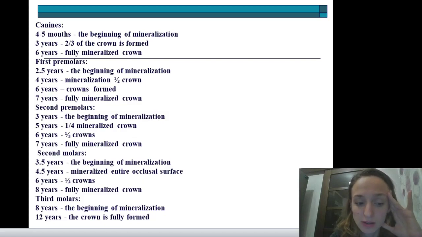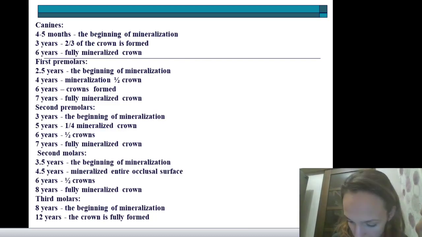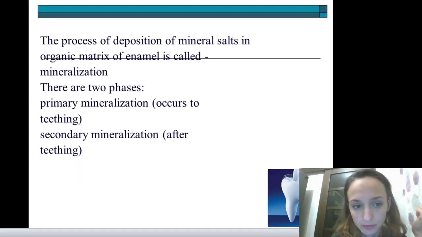Second molar: at 3 and 1/2 years the beginning of mineralization, at 4 and 1/2 years the entire occlusal surface is mineralized. At 6 years, 1/2 of the crown, at 8 years a fully mineralized crown. And third molars: at 8 years the beginning of mineralization, and at 12 years the crown is fully formed.